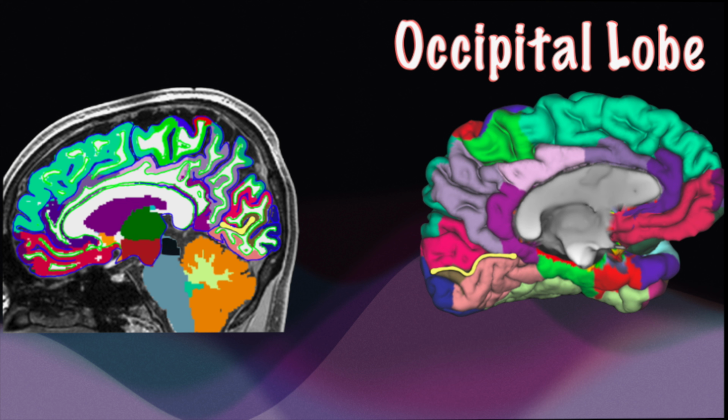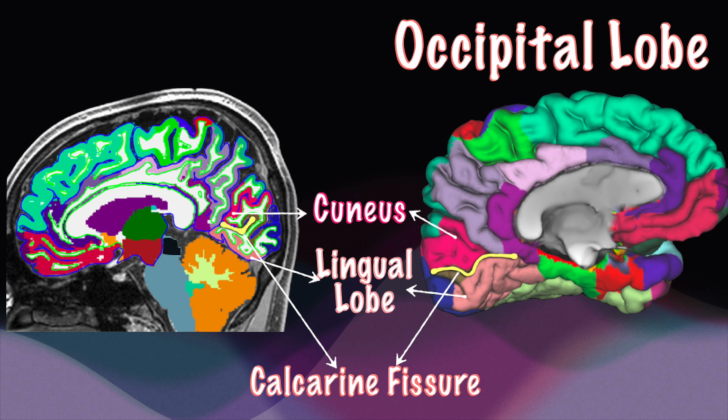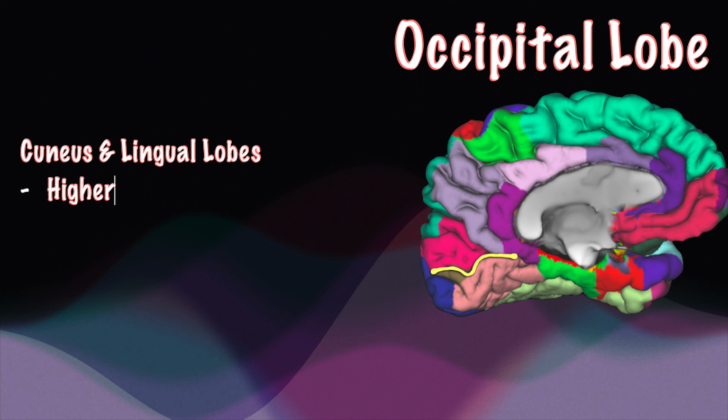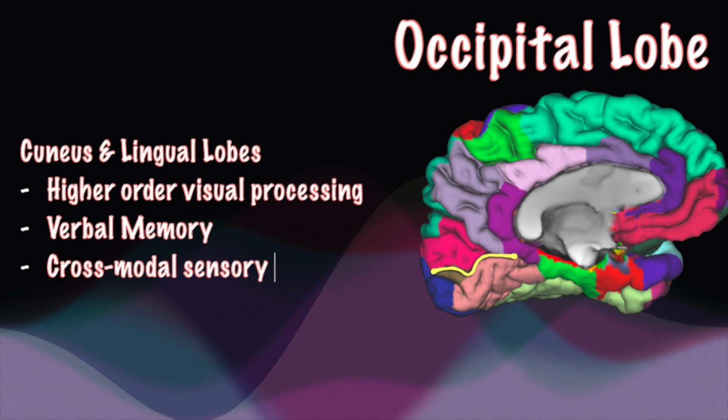Now on the medial side, we have the calcarine fissure, and the area between the parieto-occipital sulcus and this fissure is called the cuneus, and this tongue-like structure in front is called the lingual gyrus. These two structures are extremely important for higher level visual processing, verbal memory, and cross-modal sensory integration.